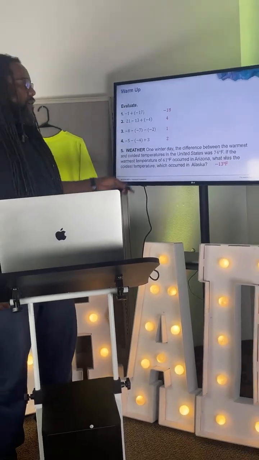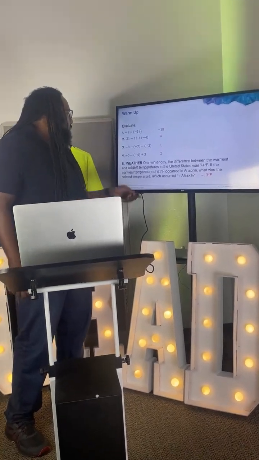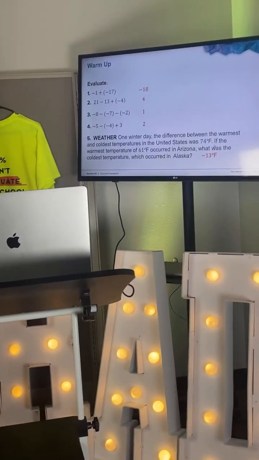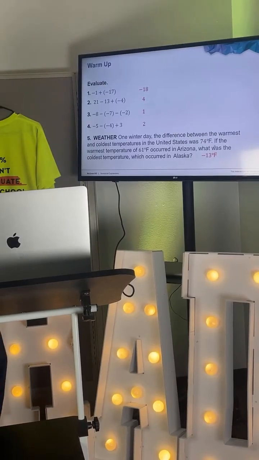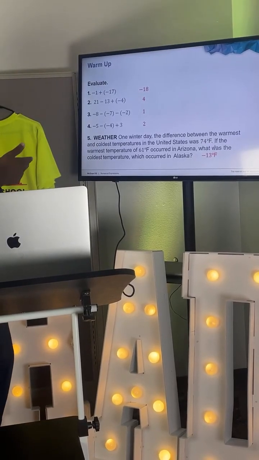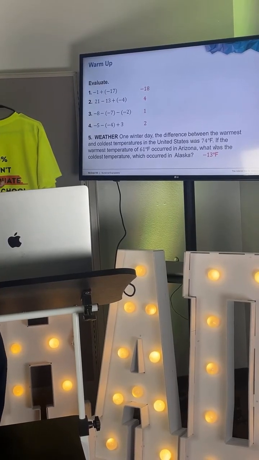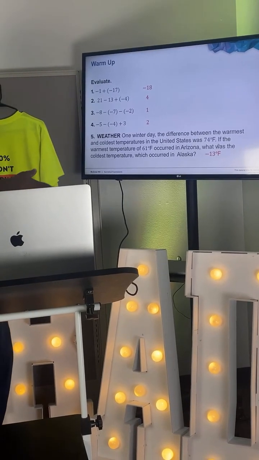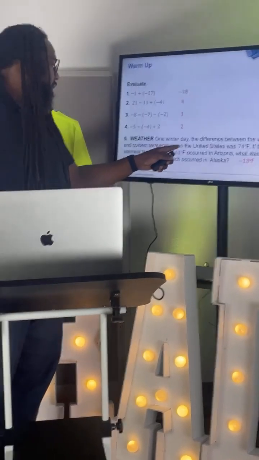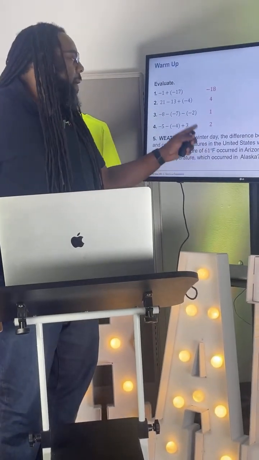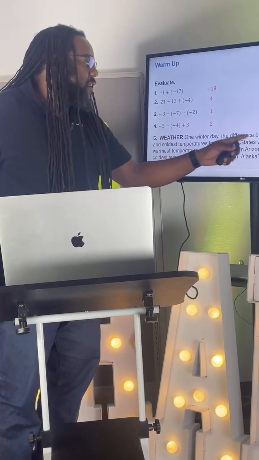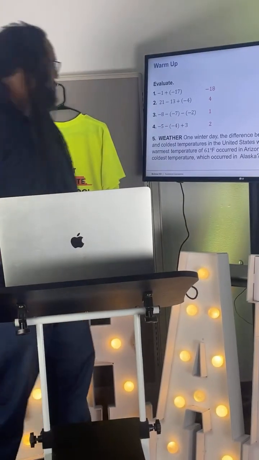And then we come down here to number 5, the weather question. One winter day, the difference between the warmest and the coldest temperatures in the United States is 74 degrees Fahrenheit. If the warmest temperature of 61 degrees Fahrenheit occurred in Arizona, what was the coldest temperature which occurred in Alaska? So you would take the 61 degrees Fahrenheit and minus the 74 degrees Fahrenheit, and that's how you end up with the -13 degrees Fahrenheit.